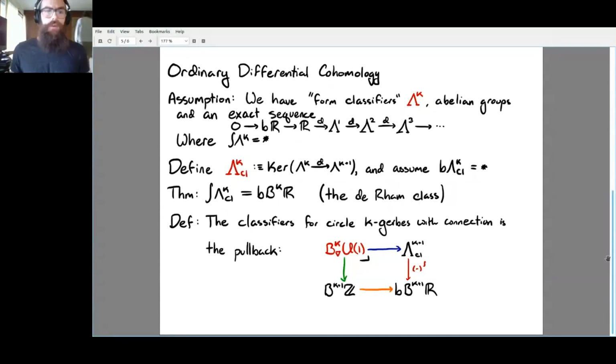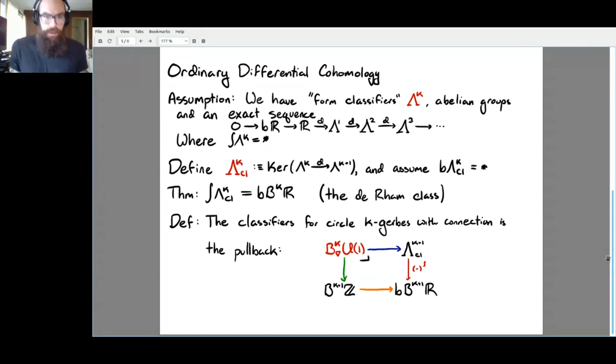So if we define the closed form classifiers to be the kernel of these differentials, we'll also want to assume that these are infinitesimal. Now, in fact, the form classifiers themselves are infinitesimal, but you can get away with a little less, so we'll just assume this one. There's nothing in this assumption that actually means these are form classifiers. In the abstract, I would call this a contractible and infinitesimal resolution of an abelian group, the abelian group here being R. But I'm going to talk about it this way because it's a little more concrete.